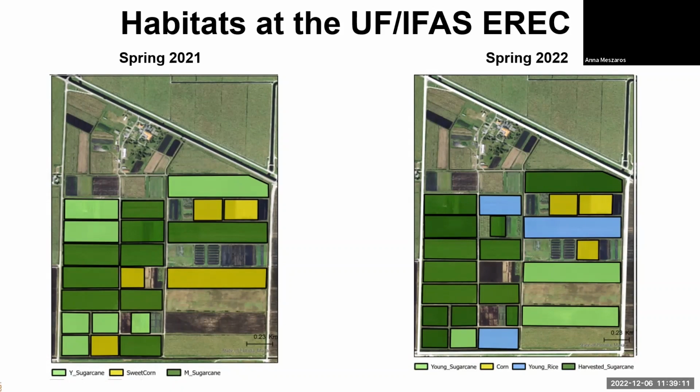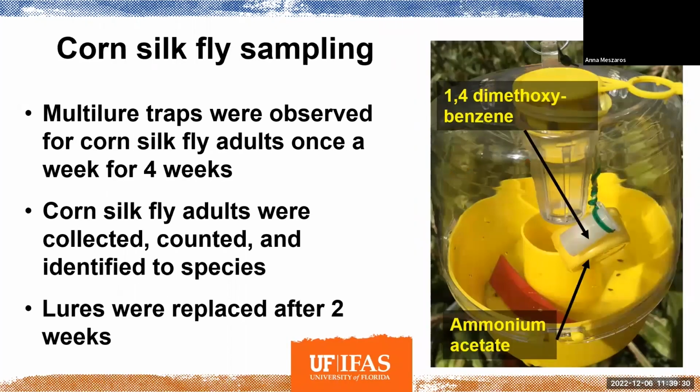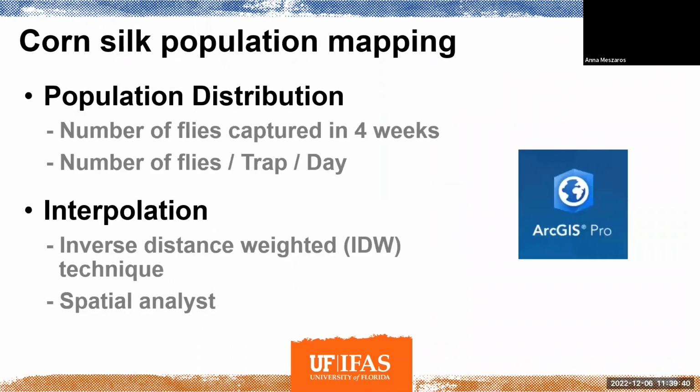So what did we do? Well, we decided to blanket the station with a grid covering 400 acres, 154 points. And so those points, they were about 300 to 400 feet apart. So this is how the grid looked like. And at each grid point, we put a trap and we monitored the trap weekly for 4 weeks, counting the sailflies. And so then what we do is that the sum of the sailflies captured over the 4 weeks expressed as number of flies per trap per day.